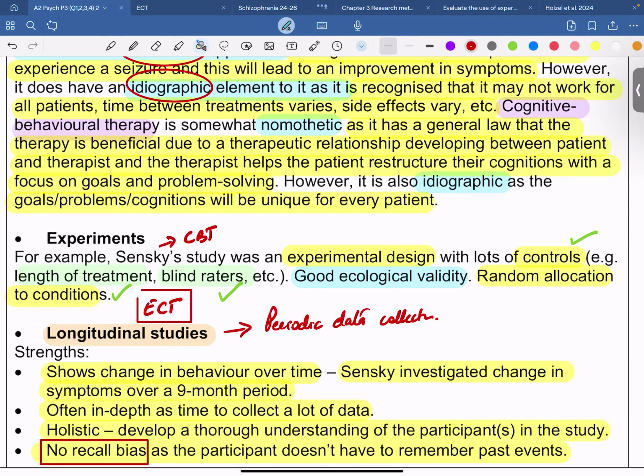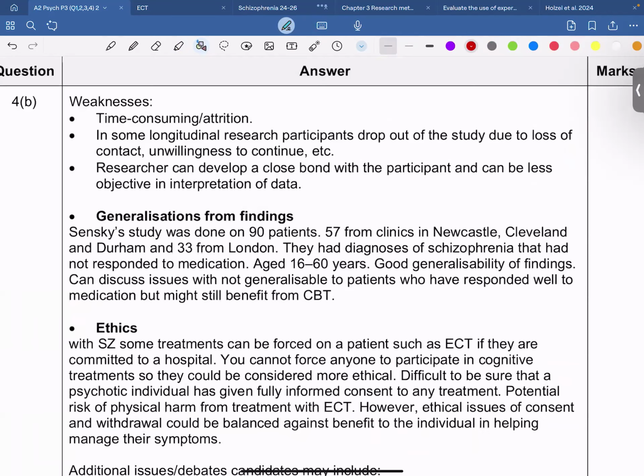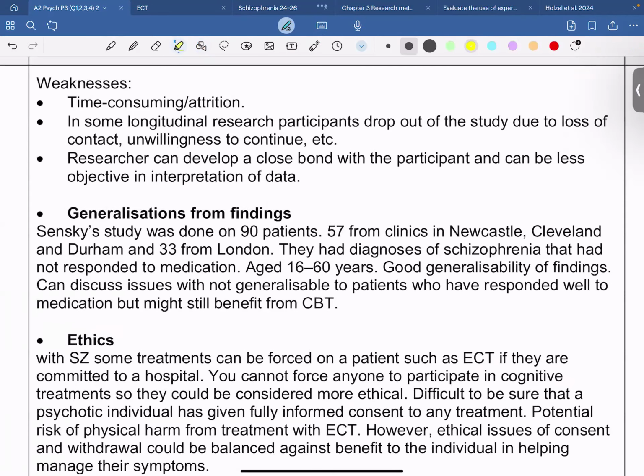Taking this a little further, there are certain weaknesses of longitudinal studies as well, and these are pretty generic weaknesses that you could apply to the Sensky study while answering this particular question. If I talk about the weaknesses of a longitudinal study, to begin with, they're more time consuming, they require a lot of time. Sample attrition, what does the word sample attrition mean over here? The possibility of you losing your sample because of the amount of time that is required. In some longitudinal research, participants drop out of the study due to a loss of contact, unwillingness to continue, etc.